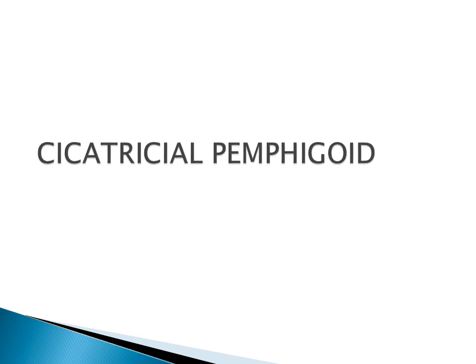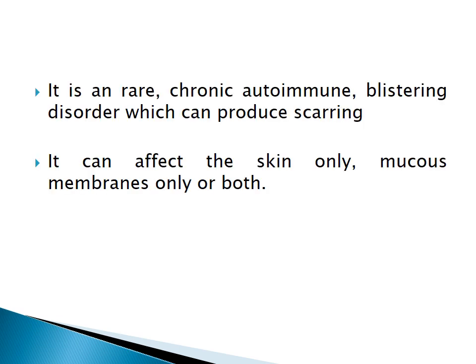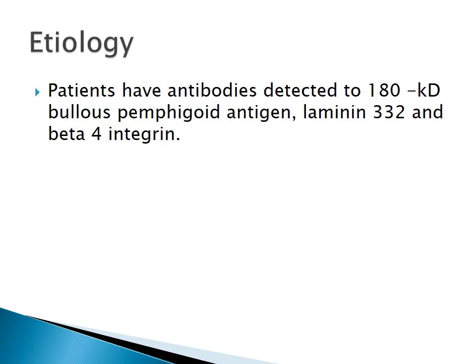Next I'll tell you about the cicatricial type of pemphigoid. It is a rare chronic autoimmune blistering disorder which can produce scarring. It can affect the skin only, the mucous membrane, or in many cases both can be affected. Patients have antibodies detected to the 180 kD bullous pemphigoid antigen, laminin 332 and beta 4 integrin.